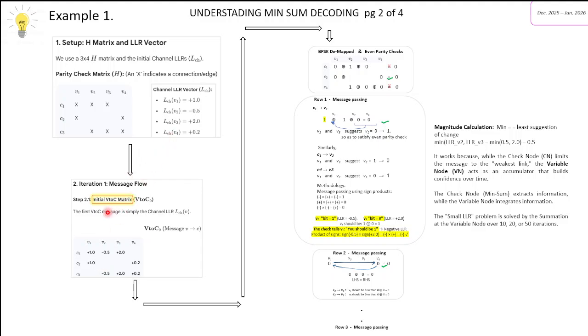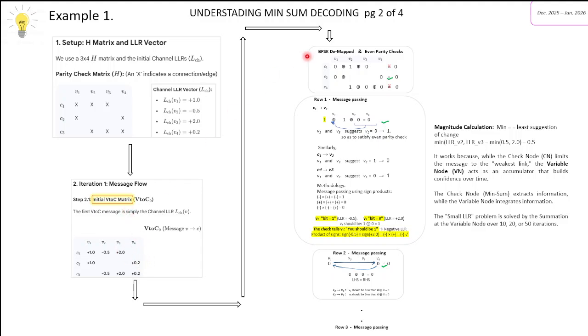In the MinSum algorithm, initially these LLRs are directly copied to the positions of ones. So this LLR is copied directly here, this LLR is copied directly here, and this LLR again is directly copied here, only in the positions of ones. So this becomes 1, and V2 becomes -0.5 like so, and +2 is copied here. So the first 3 bits are copied due to the presence of ones in the parity check matrix, and similarly the outside bits V1 and V4 get copied exactly as LLR. So this is called the initial V2C matrix.